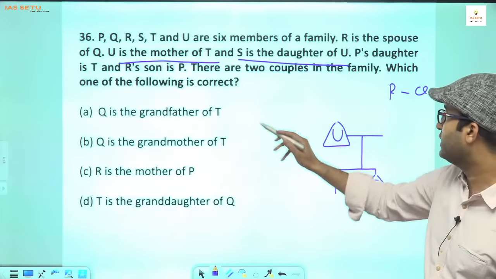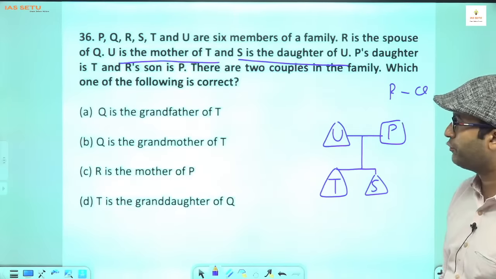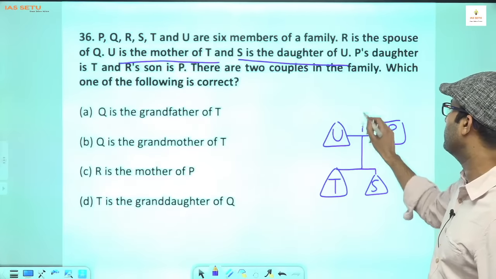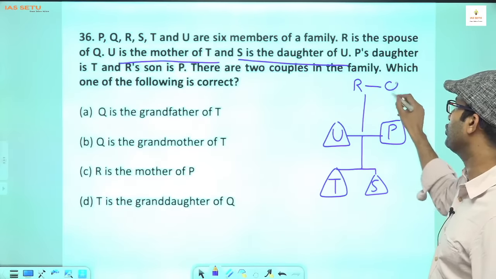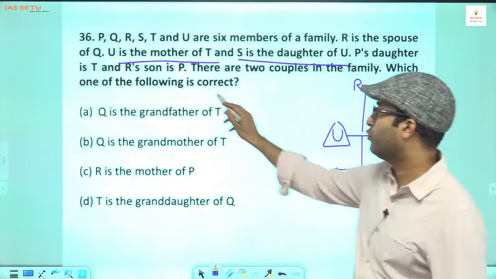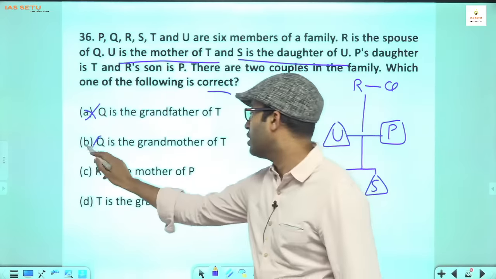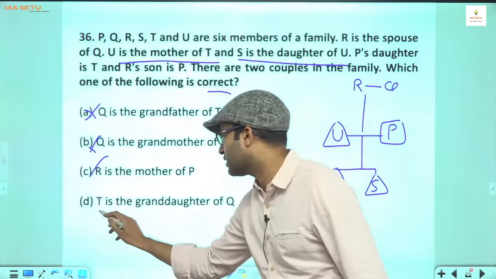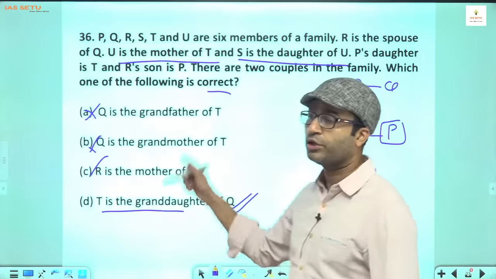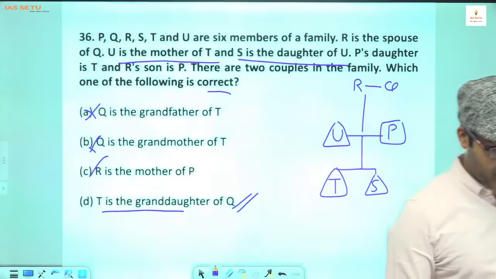P's daughter is T. So T is the daughter of P, so P has to be the husband of U. R's son is P. So this P is the son of R, and this is Q. But we don't know the gender of R and Q, so who is husband and wife we don't know. Which one of the following is correct? Q is the grandfather? Q can be grandmother, we don't know. R is the mother or father, we don't know. But option D, T is female, T is the granddaughter of Q, confirmed. D is the answer, because T is the daughter, T is female. R and Q's gender you cannot confirm, so that's why the answer is D.